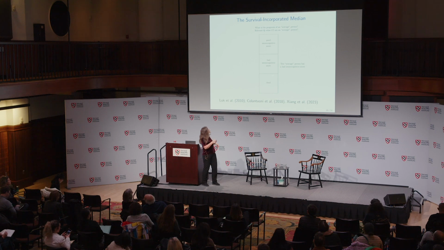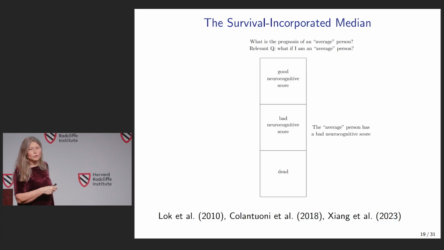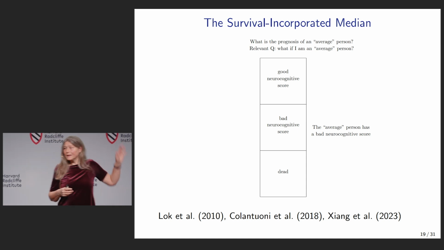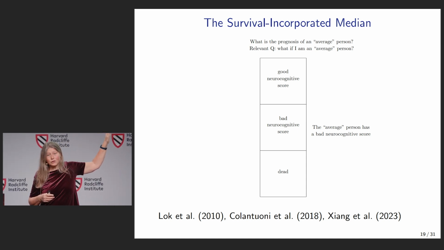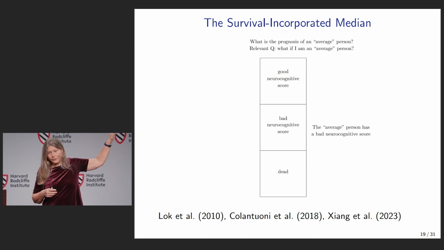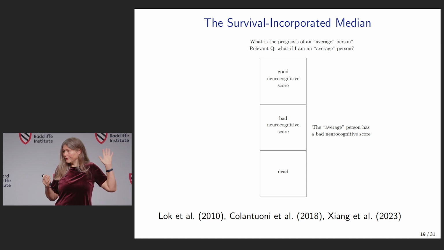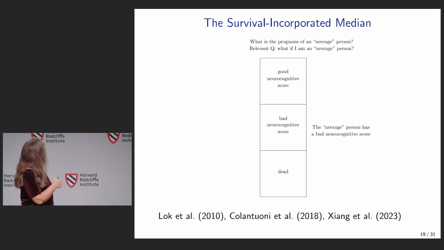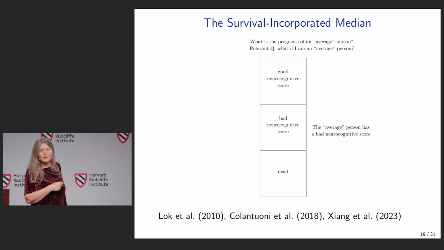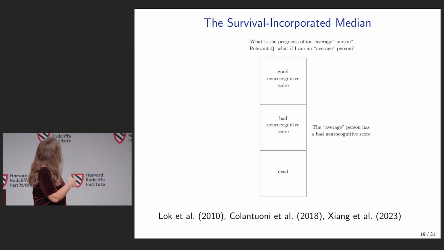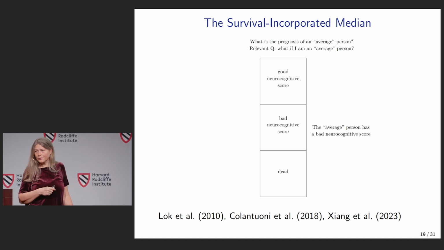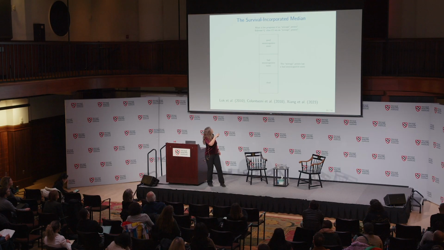Dead people, people with a bad neurocognitive score, and people with a good neurocognitive score. In making this figure, you see that I value being alive with a bad neurocognitive score as being better than being dead. Some people may dispute that, and then they can take a different figure. Fine. What we want to do then is look right in the middle of this distribution and take the median. So in this case, one would say that the average person has a bad neurocognitive score. So we don't restrict to this. We look at the whole picture and we organize everyone.